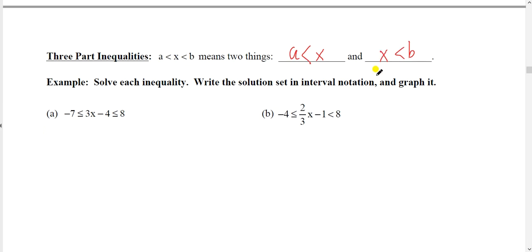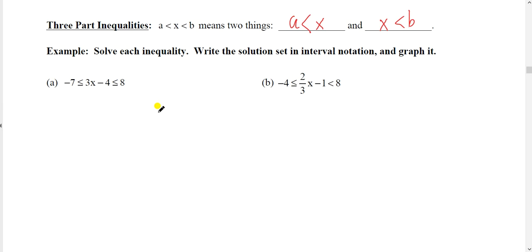Now, it's basically the same thing as a one-sided inequality. We just now have three different sides as compared to two sides before. So now let's try one example, and hopefully this will make sense to you. So solving this inequality here, we have minus 7 less than or equal to 3x minus 4, and less than or equal to 8.